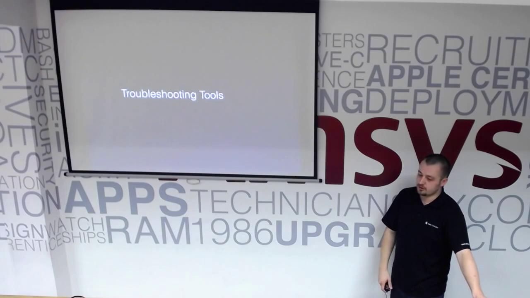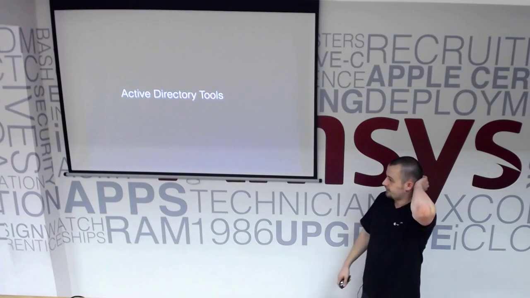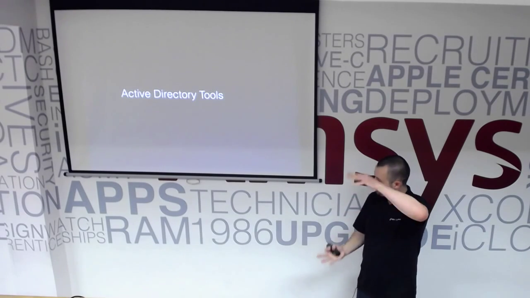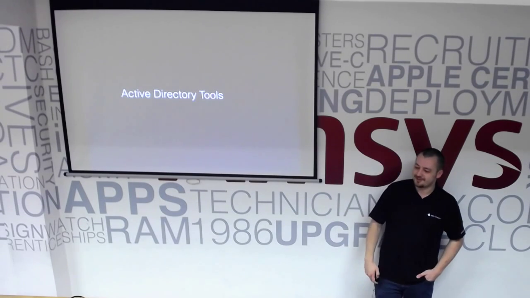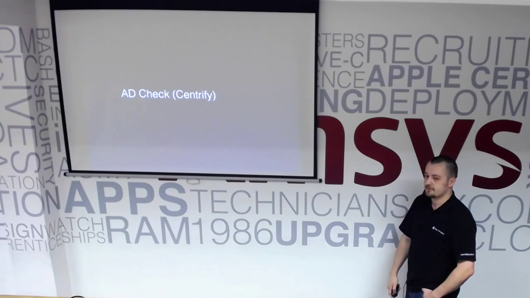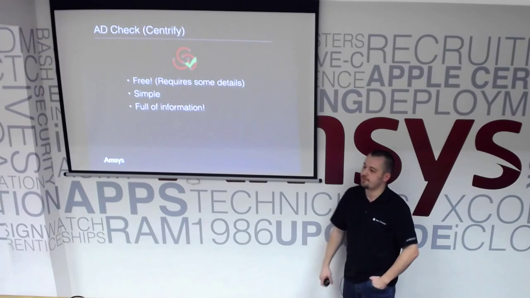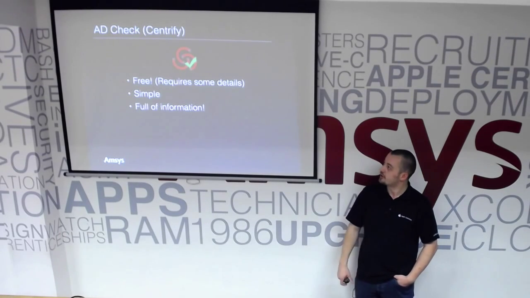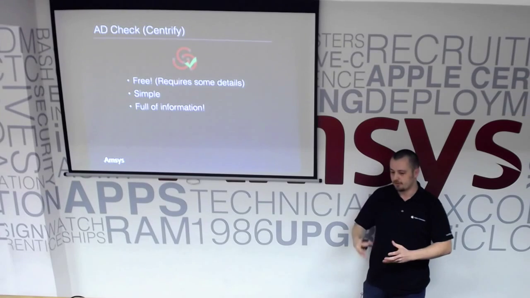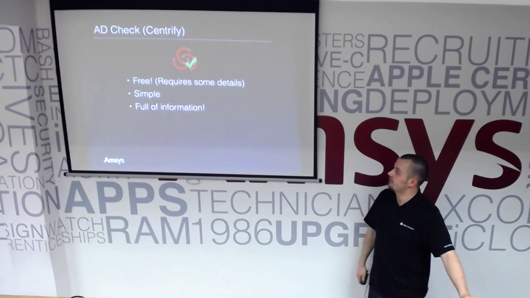So, jumping in, troubleshooting tools. I've subdivided these again because it makes more slides and bulks it out a little bit. So Active Directory tools, the main one I've used a lot is Centrify's AD Check. Bit of a cheeky one, this, because it actually comes as part of the free Centrify solution you can download and play around with. It's very simple, it's free, so everyone likes that.